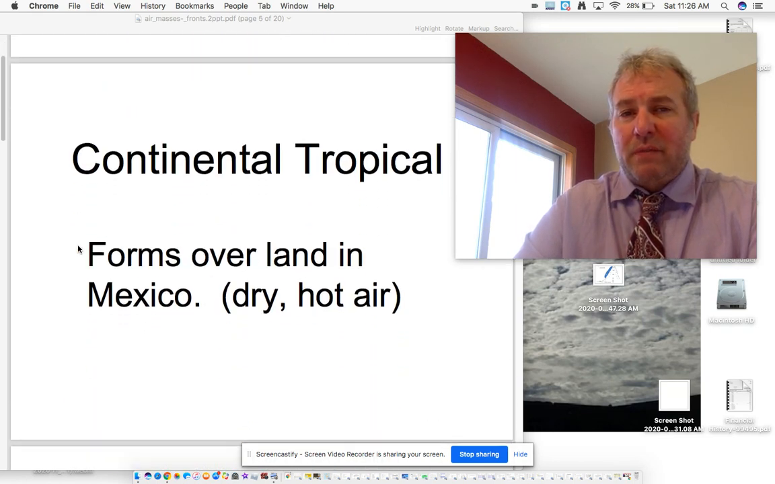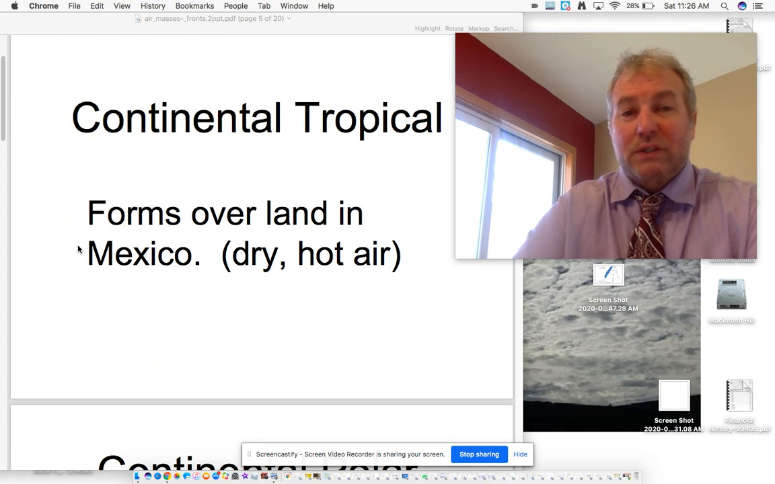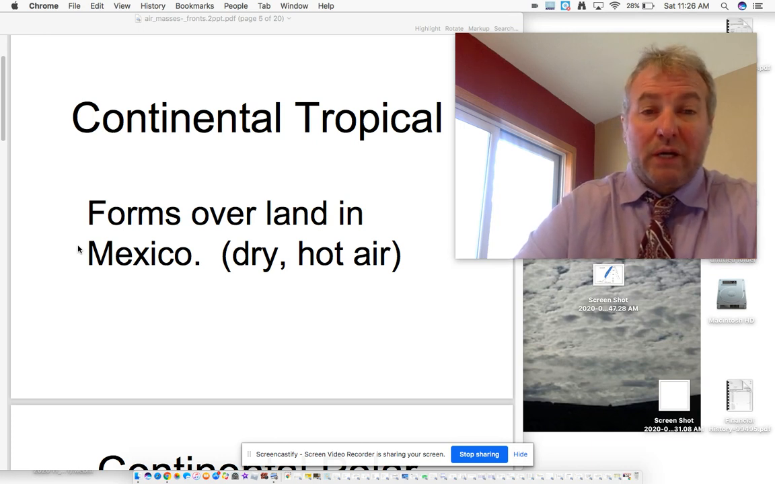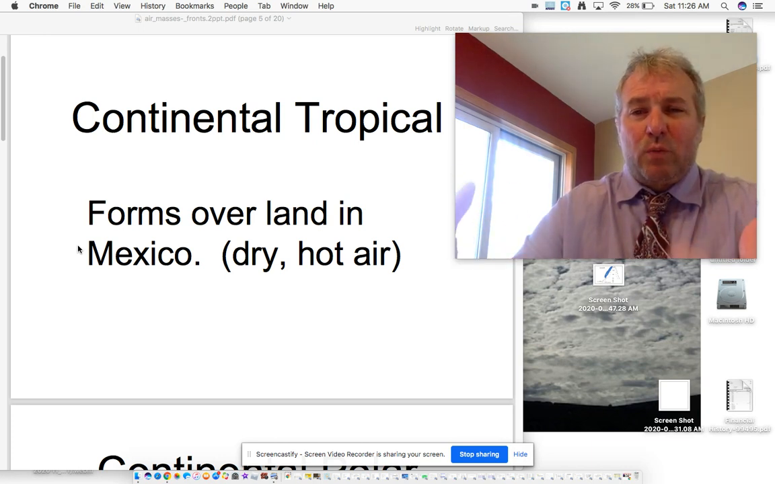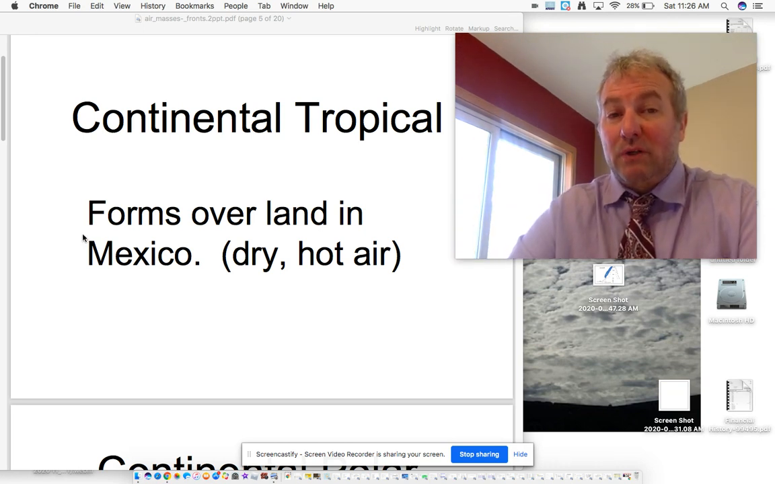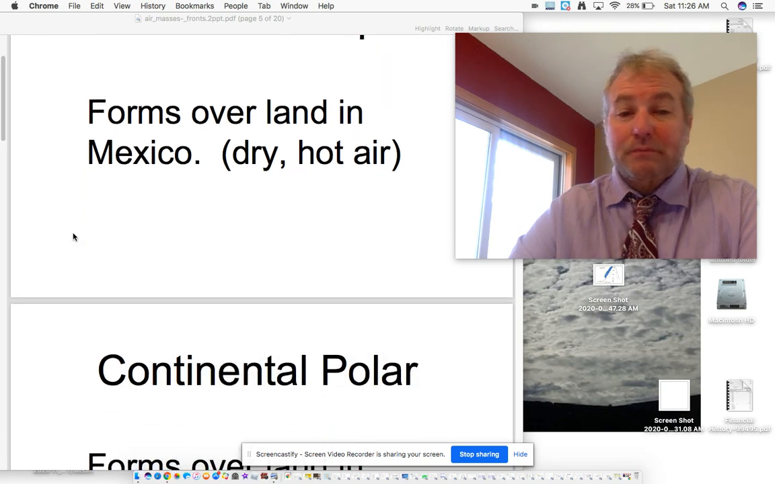Our third type of air mass that we get in Minnesota is continental tropical. If it forms over Mexico, New Mexico, or Arizona, it takes on dry and warm air before it comes up into Minnesota, and that's called a continental tropical air mass.